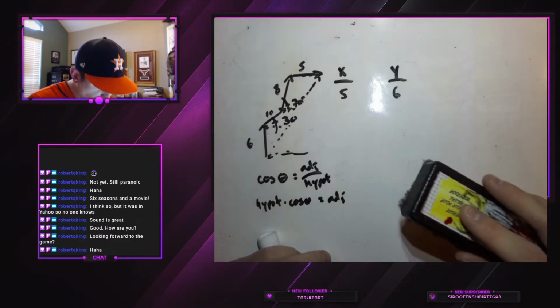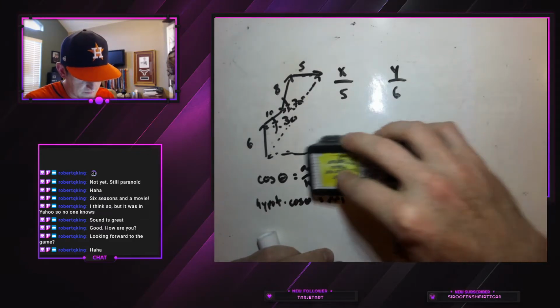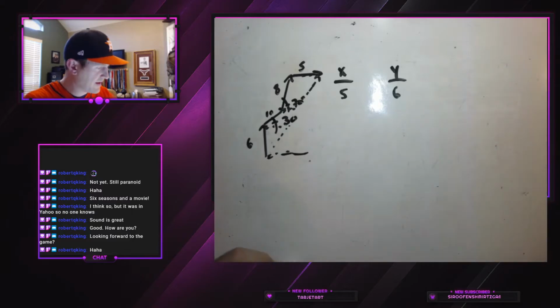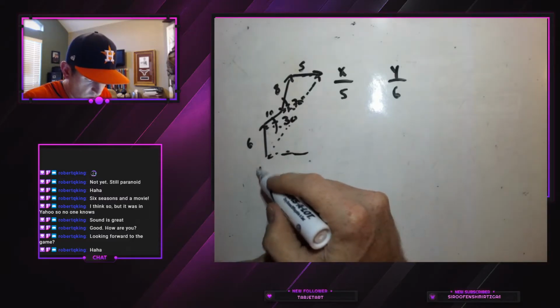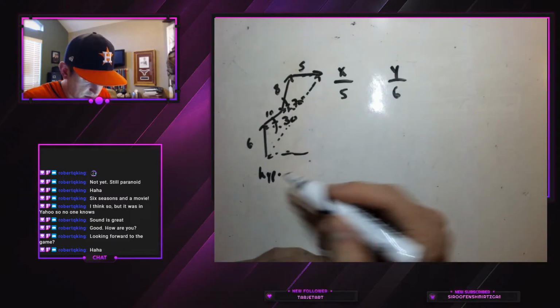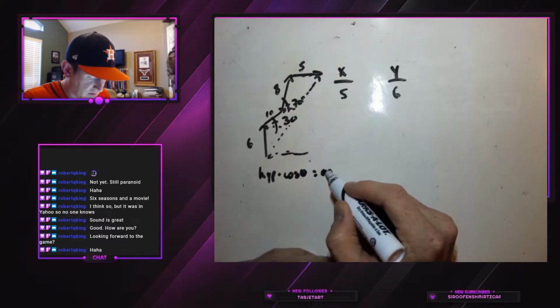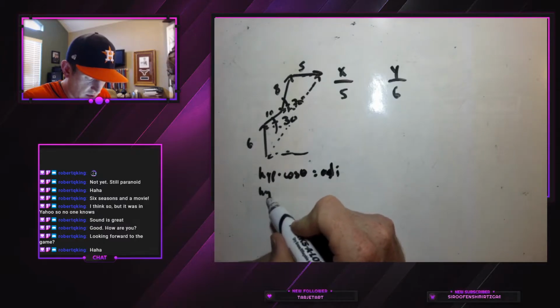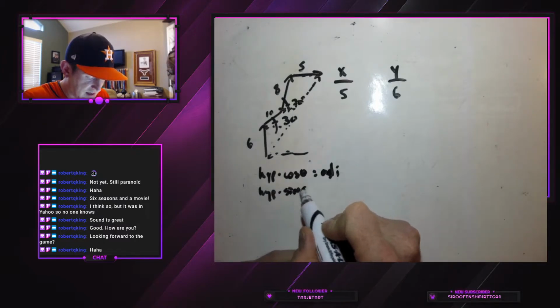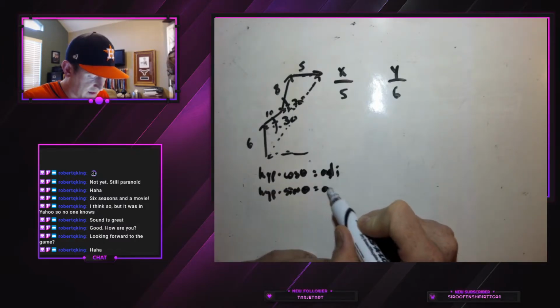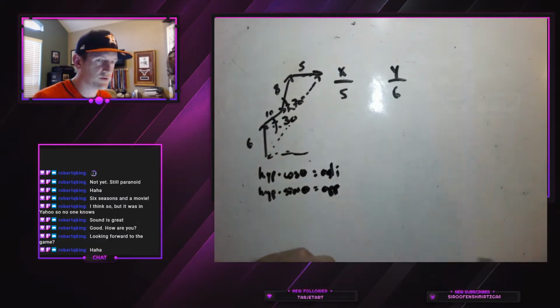Okay? So what that means is, let me clear some of this out of the way, that we can take the hypotenuse multiplied by the cosine of the angle, and that gives us the length of the adjacent side, or the hypotenuse multiplied by the sine of the angle, and that gives us the length of the opposite side. Both of those things are true.